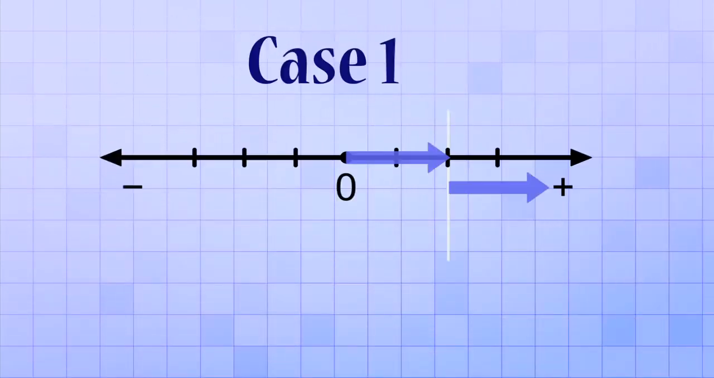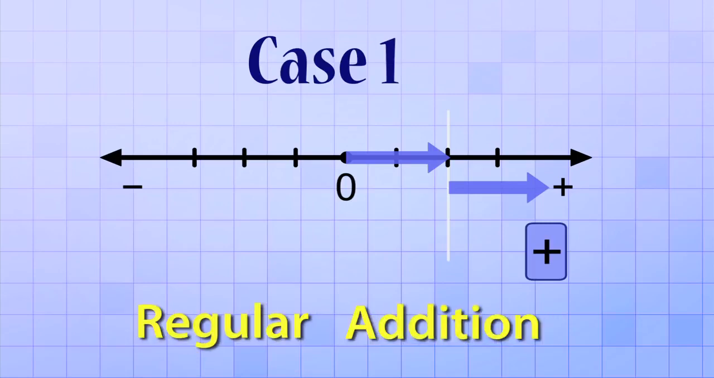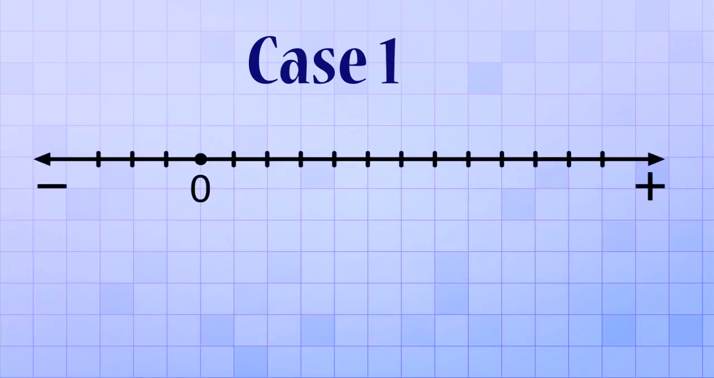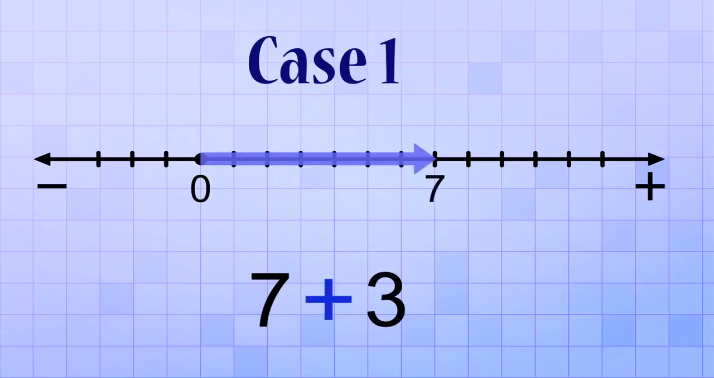In case 1, you start with a positive number and you make it more positive. The good news is that you already know how to do that. That's just what regular addition is. For example, when you have the problem 7 plus 3, you're starting with positive 7 and you're making it more positive by adding positive 3 to it to get the answer of positive 10.